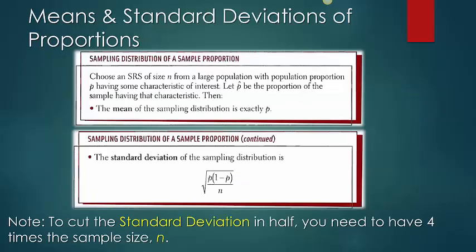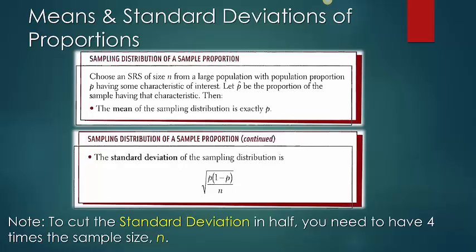Means and standard deviations of proportions. The mean of a proportion in the sampling distribution is exactly P, what we get from the population. Most of the time we don't know that, but in the next few instances we will be given P, and we'll be using that particularly when we use our normal distribution formula, the z-score. So anyway, the mean of a sampling distribution of a normal curve is exactly P. The standard deviation is given by the square root of P times 1 minus P over N. And notice that as N gets bigger, our standard deviation gets smaller.